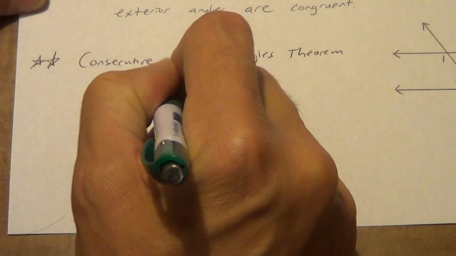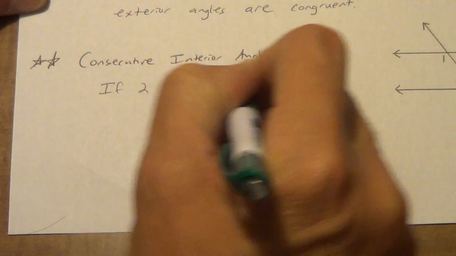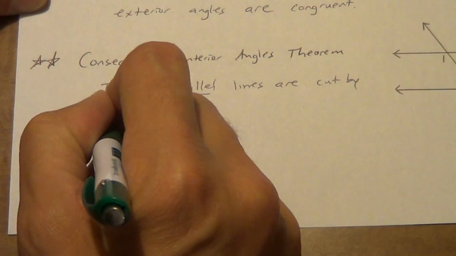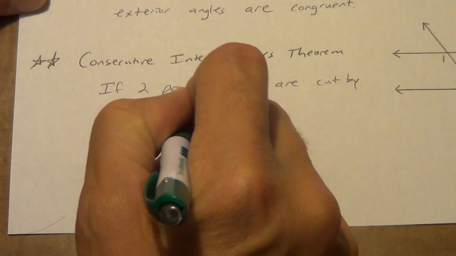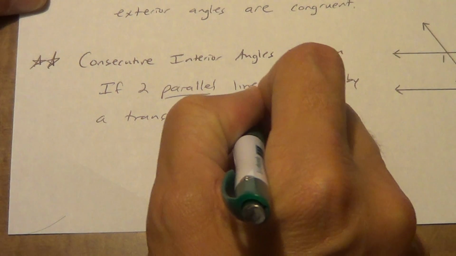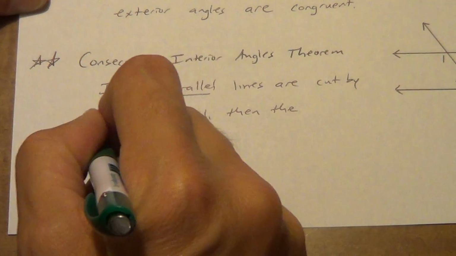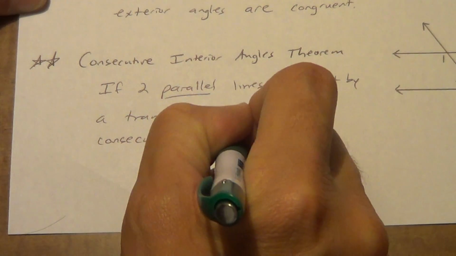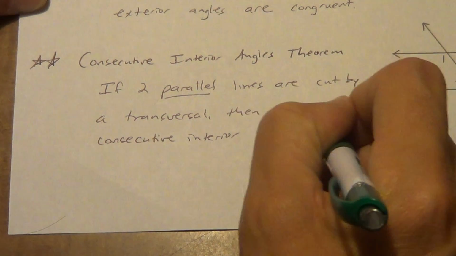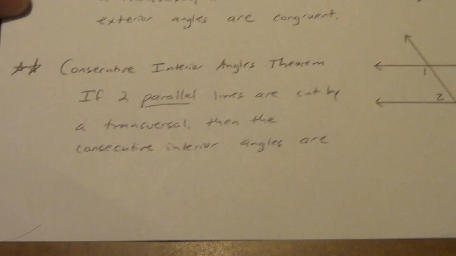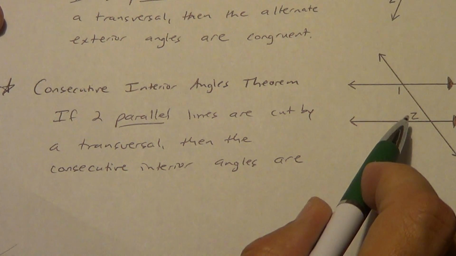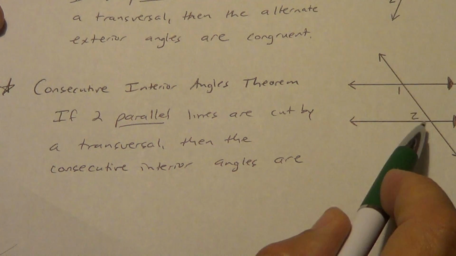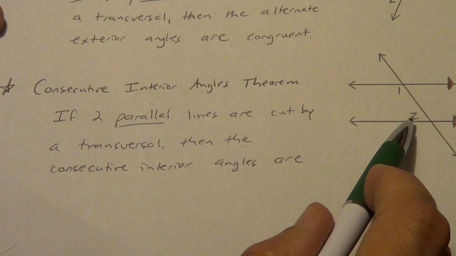If 2 parallel lines are cut by a transversal, then the consecutive interior angles are, now look at the picture. Is there any way that they look congruent? Not really. This one looks like it's probably obtuse. This one looks like it's probably acute. So they're not going to be congruent.